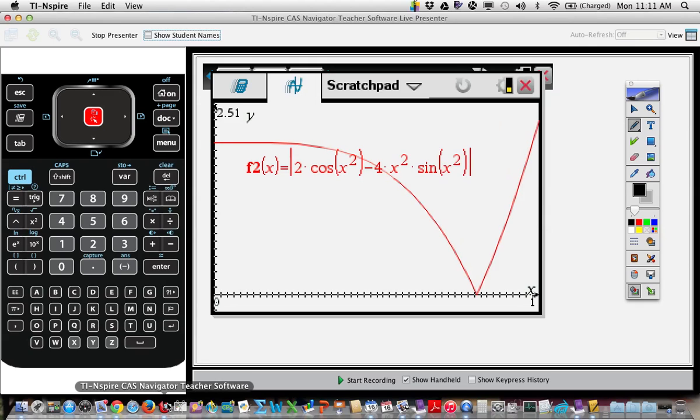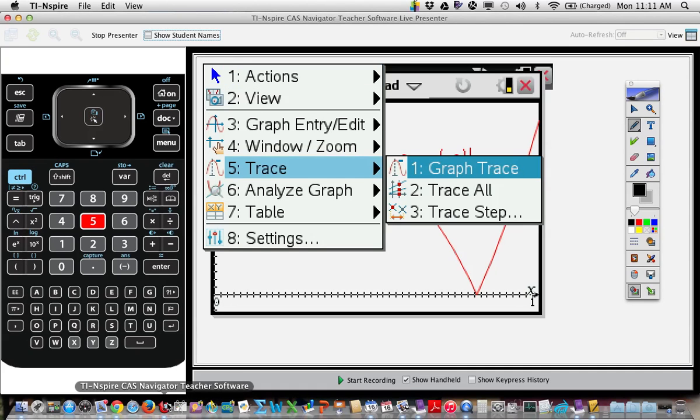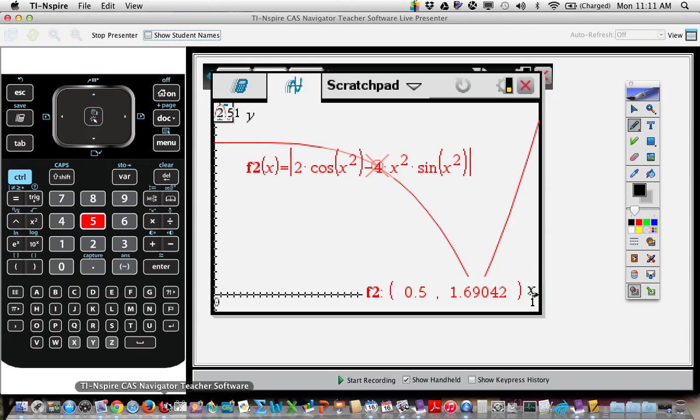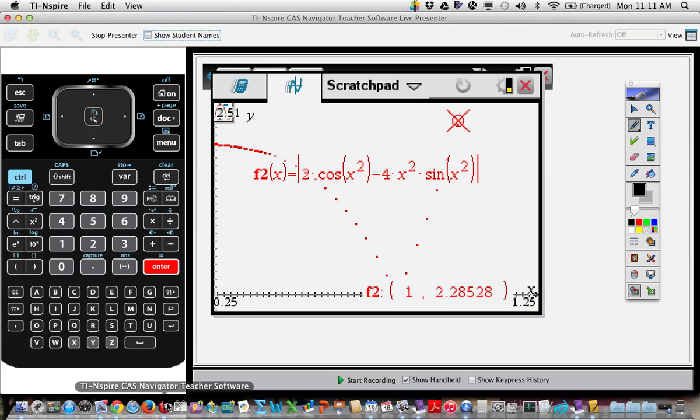Okay, good. Now, where's our max? Looks to me like it's over at the right edge, doesn't it? So I would say let's trace. Yeah, I just type in a 1. I feel pretty good about it being there. Now, it did look like it was over here, maybe at 0. You might type in a 0 just for the heck of it.